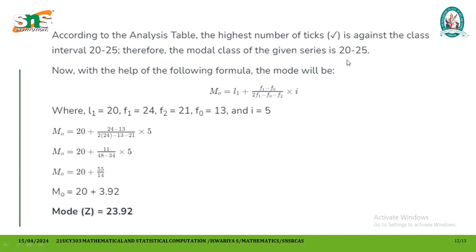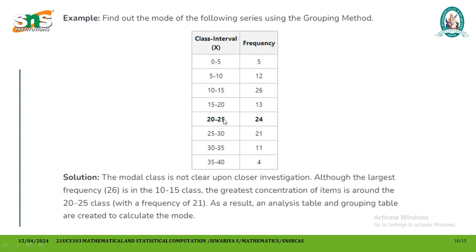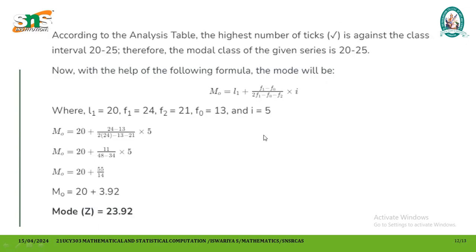For the class 20 to 25, the lower limit is 20, so L1 is 20 and the frequency f1 is 24. The value above 24 is f0 and the value below 24 is f2. So here f0 is 30, f1 is 24 and f2 is 22. These are the values we need to find the mode.